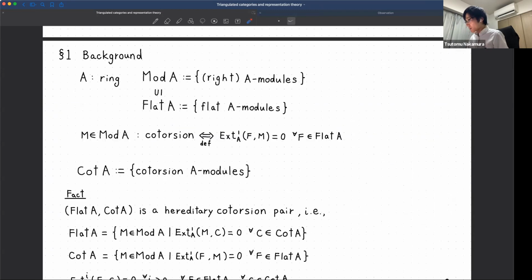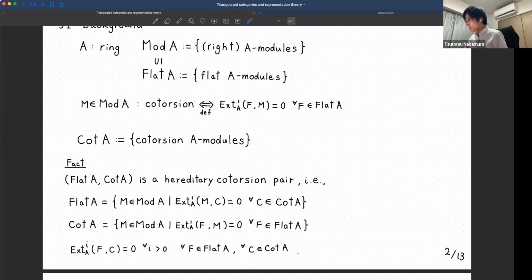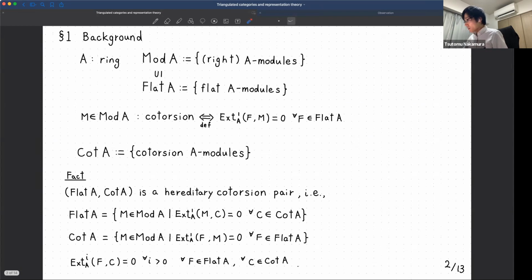So let me start the first section. Throughout my talk, by a ring I mean an associative ring with identity, and mod A denotes the category of right A-modules. As far as I don't mention otherwise, my modules are right modules. And flat A denotes the full subcategory of flat A-modules.